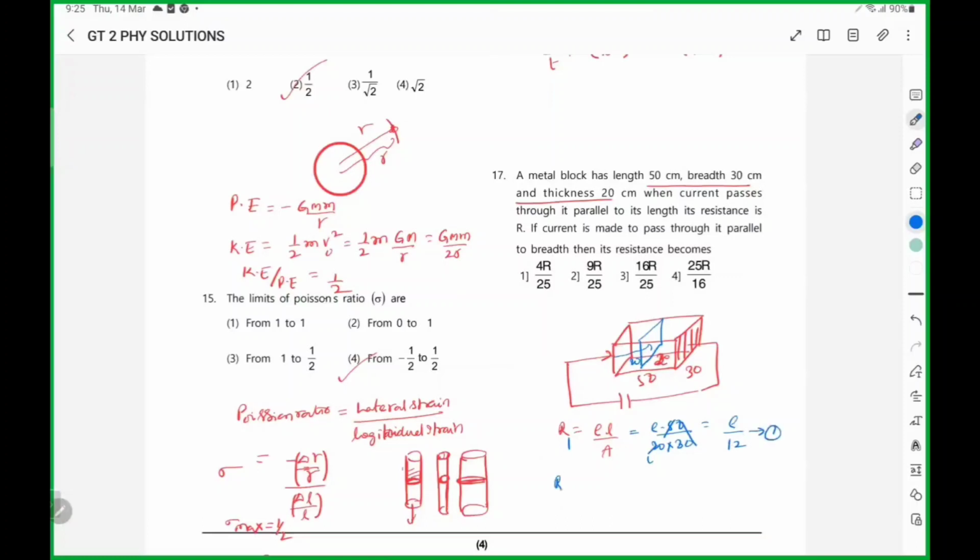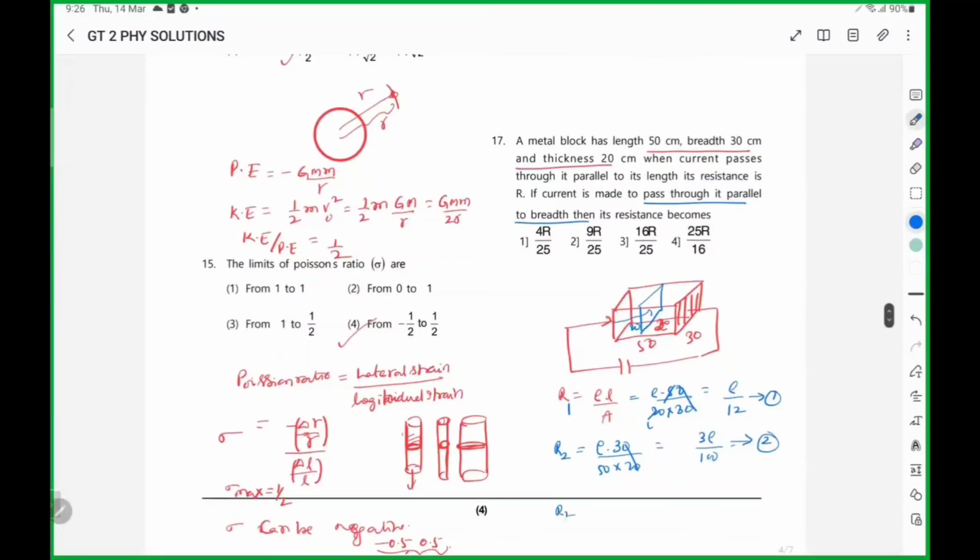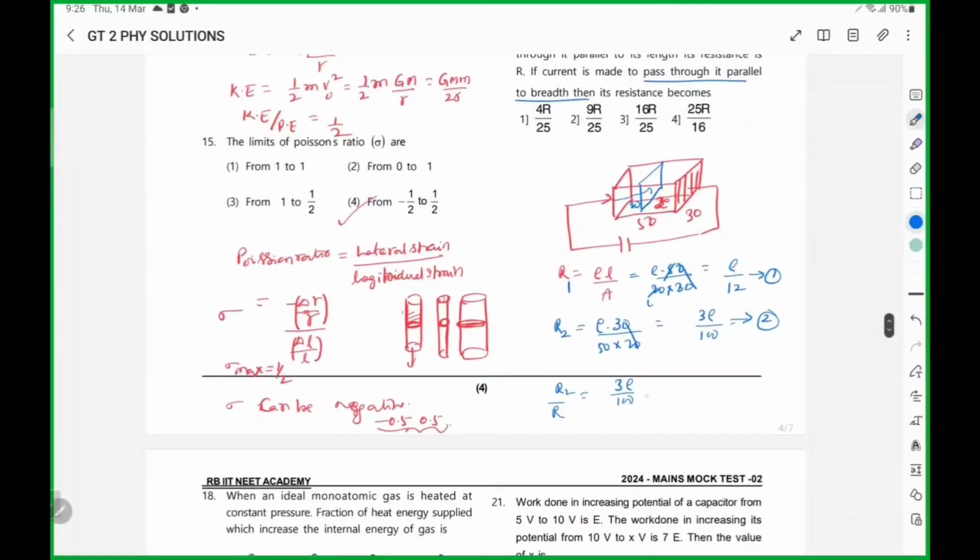When it passes parallel to the breadth, then length is 30. Area becomes the remaining dimensions, so it is 3 rho by 100. Now he is asking resistance R2 by R, which is 3 rho by 100 divided by rho by 12. That is 36 by 100. So R2 will be 9R by 25.